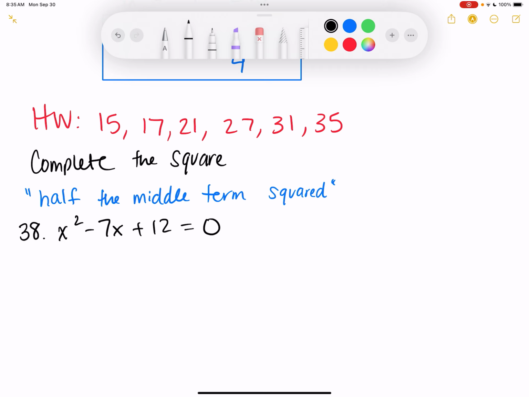So what we do is I move this constant term over, and so I'm going to end up with x squared minus 7x equals negative 12, and I leave a gap here because what I'm going to do is add a box over here that I'm going to fill in. And whatever I do to one side, I have to do the other. So I'm also going to add a box over here.